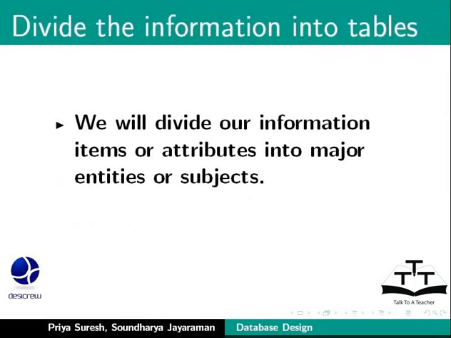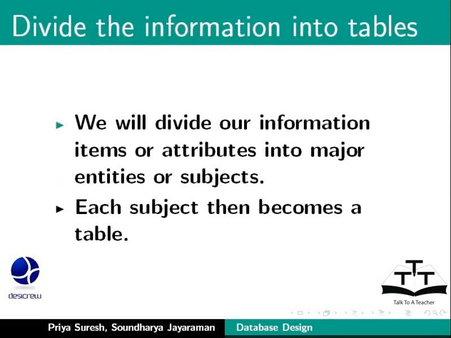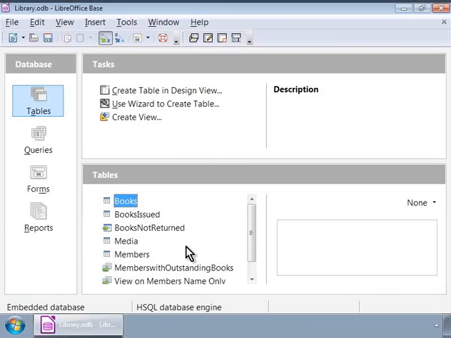We will divide our information items or attributes into major entities or subjects. Each subject then becomes a table. So the preliminary list of tables looks like the image shown on the screen. The major subjects or entities shown here are the books and the members. Therefore, it makes sense to start out with two tables, one for books and one for members.